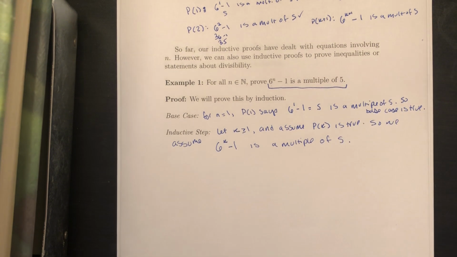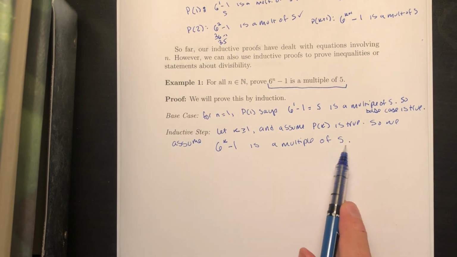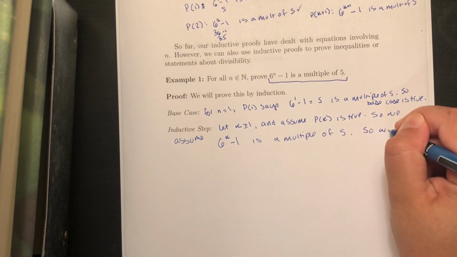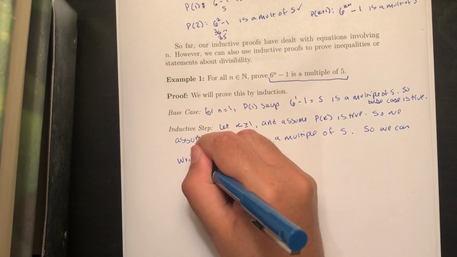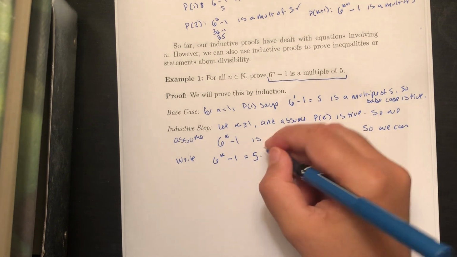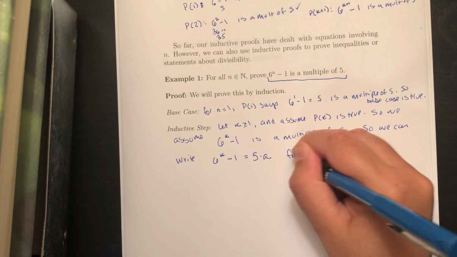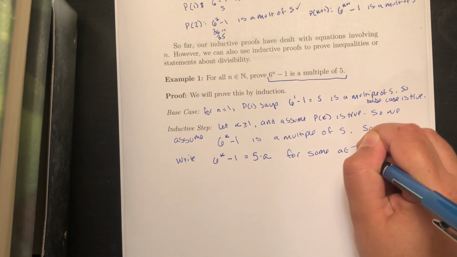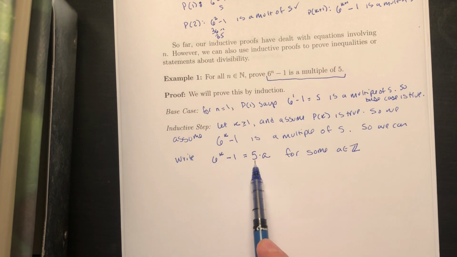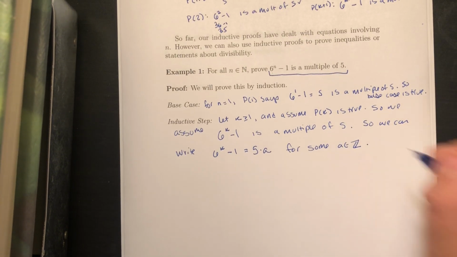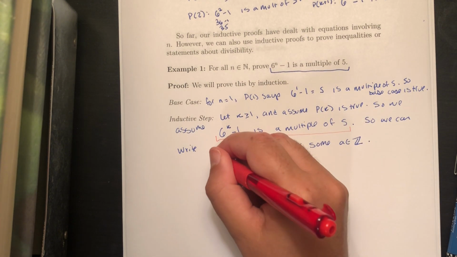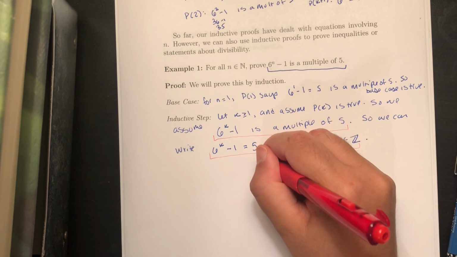Alright, let's try to unpack what that means here. To be a multiple of 5 means 5 divides 6 to the k minus 1. It means that we can write that 6 to the k minus 1 is equal to 5 times some integer. Let's call that integer a. That's just what it means to be a multiple of 5. It means you can express that number as 5 times some integer. This statement here, or rewriting it like this, that's our induction hypothesis.